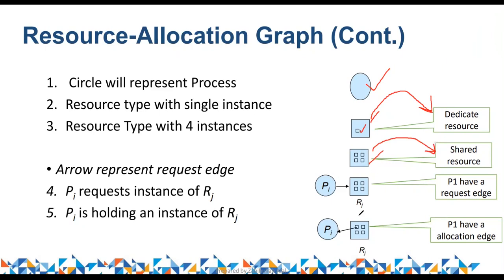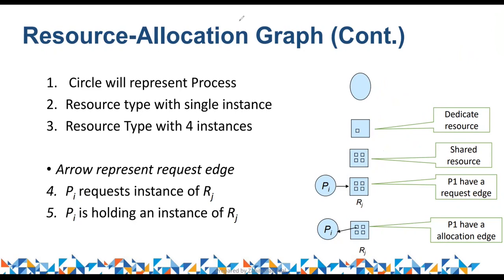And this is an example of edges. P1 is requesting a specific instance of R1. So see, they will use what? A request edge. The particular instance of R1 is assigned to P1. So here, an assignment edge, okay?